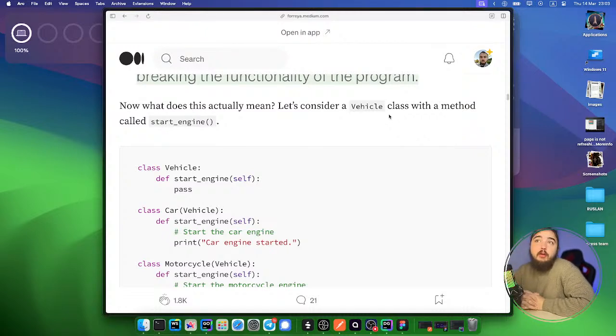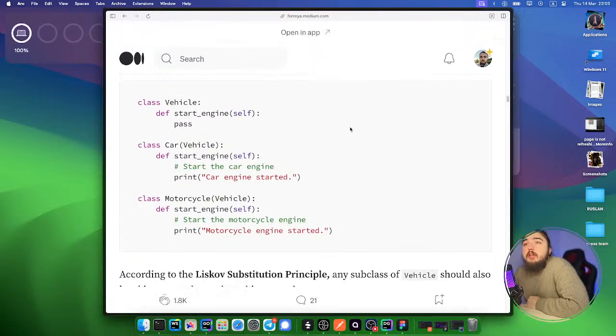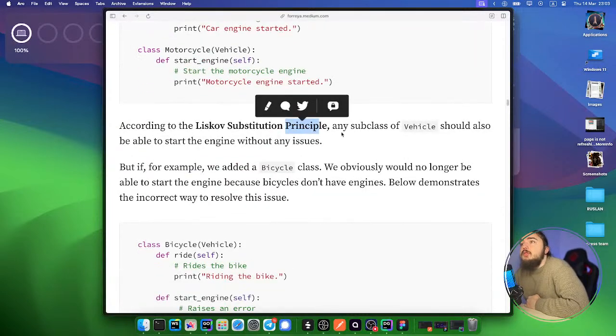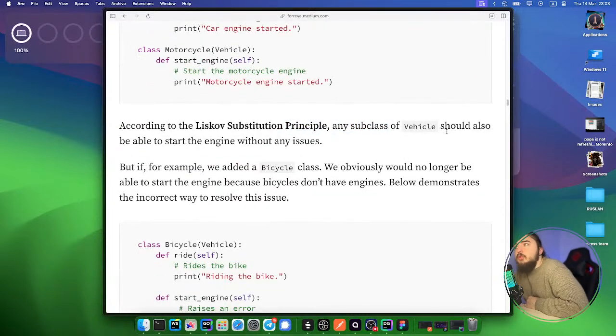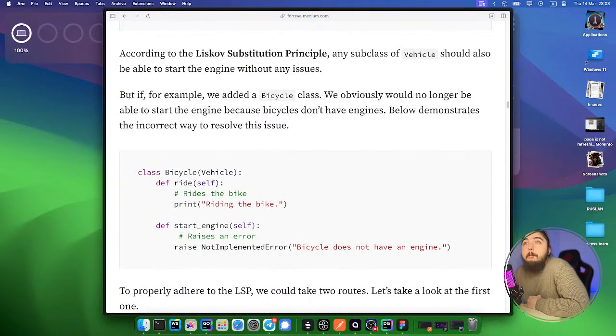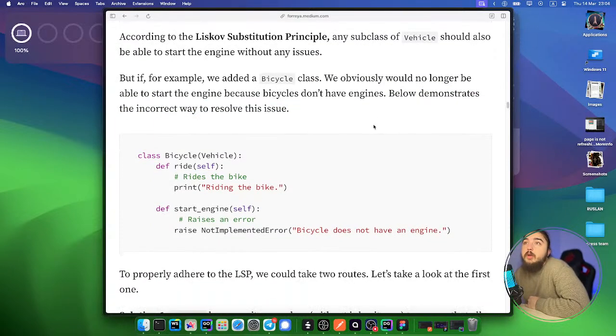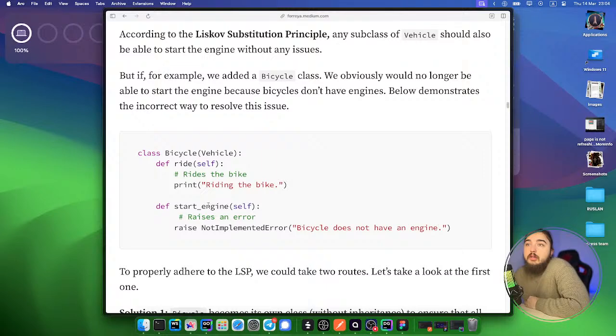Class with a method called start engine. According to Liskov substitution, any subclass should also be able to start the engine without any issues. But if, for example, we added a bicycle class, we obviously would no longer be able to start the engine because bicycles don't have engines. Below demonstrates the incorrect way to resolve this issue.